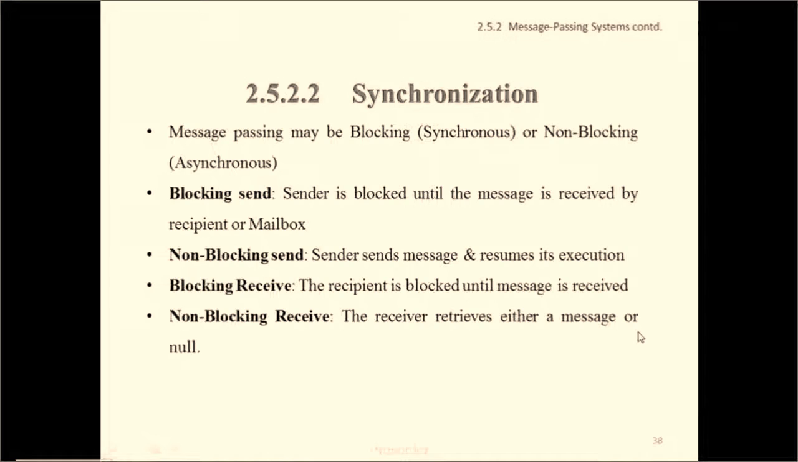Now when more than one process is working, some kind of synchronization is necessary. There are two types of synchronization possibilities. One is blocking, another is non-blocking. Blocking is synchronous, non-blocking is asynchronous. Accordingly, you have blocking send, blocking receive, and non-blocking send and non-blocking receive.